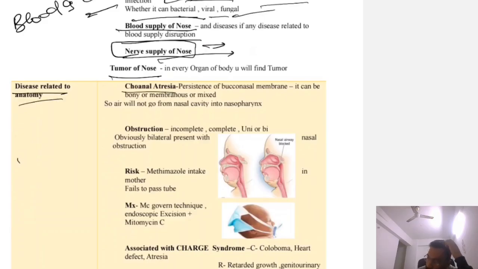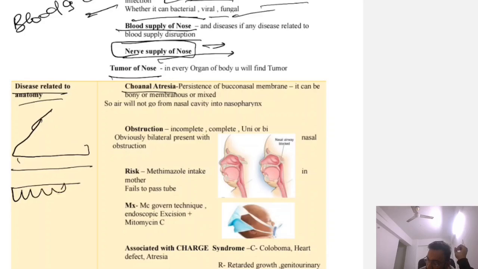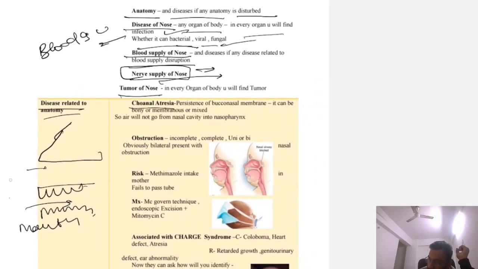So first is conal atresia. So what is conal atresia? It is persistence of the buccal membrane. Let's assume this is nose, this is mouth. So air is going through these nostrils and it goes into the pharynx, then to the larynx. Okay, this is the pathway of air.